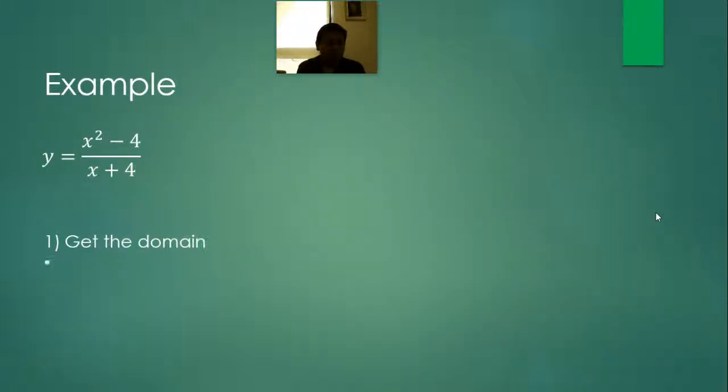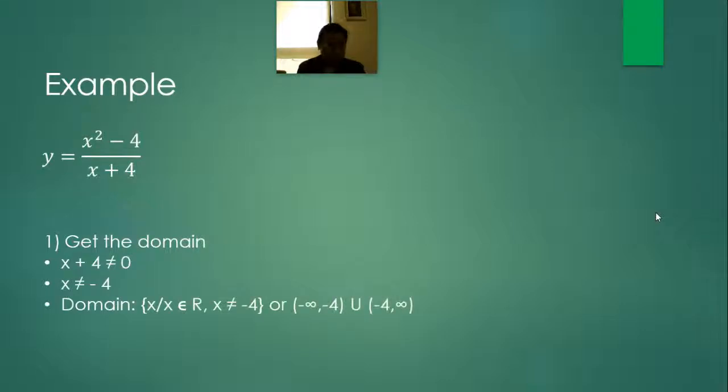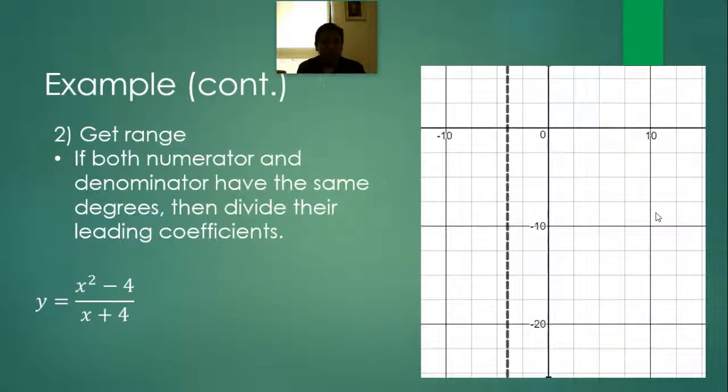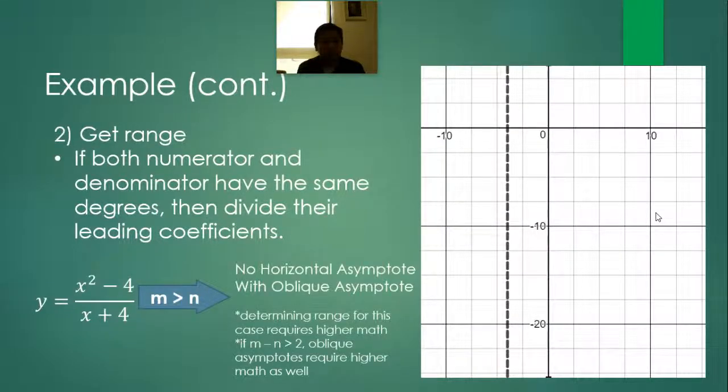Last example, I guess. This one is x plus 4. In the domain, our domain will be composed of all the numbers except -4. Same idea. But this one, the degree of the numerator is more than the denominator. So that means we cannot just divide their leading coefficients. In this case now, we'll have to prepare to find what the oblique asymptote is.